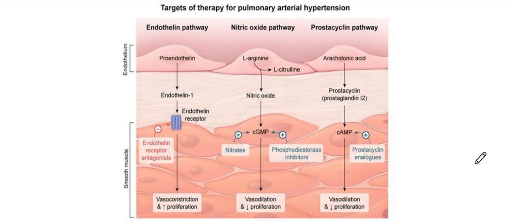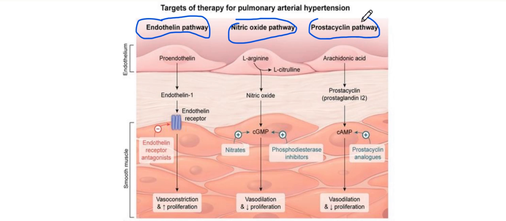And today the topic we are going to discuss is pulmonary arterial hypertension. So first of all, we'll go into the pathophysiology of pulmonary arterial hypertension. There are actually three reasons that cause pulmonary hypertension. First of all, the endothelin pathway. The second is the nitric oxide pathway, and the third one is the prostacyclin pathway. So how they cause pulmonary hypertension, we'll go deep into the pathophysiology first.